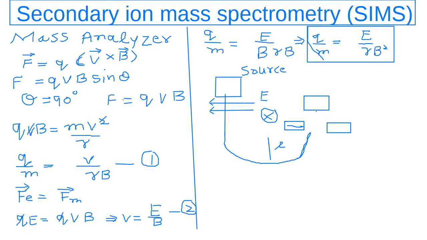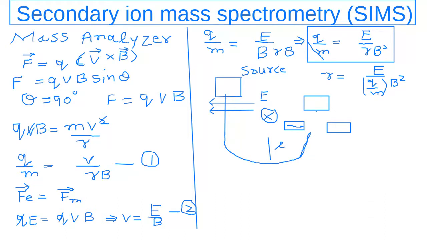So here, Q by M is equal to E by R square. So it implies that if you want to calculate it, this value of R will be equal to E over Q by M, and here you would have B square. So what will happen if you have a higher value of Q by M? The radius of curvature of the trajectory of that ion will be smaller.